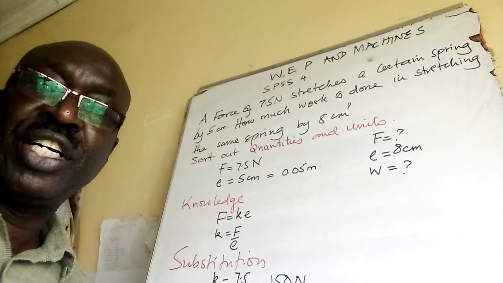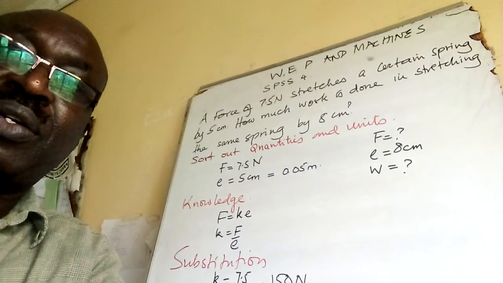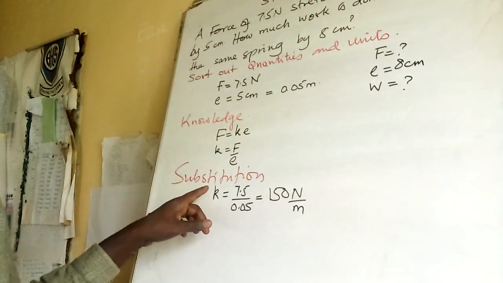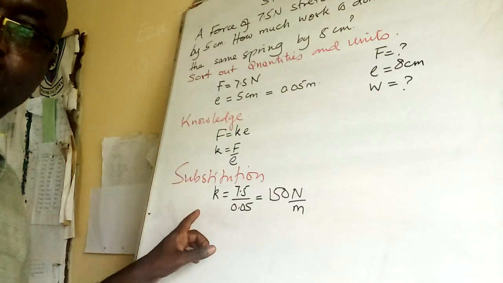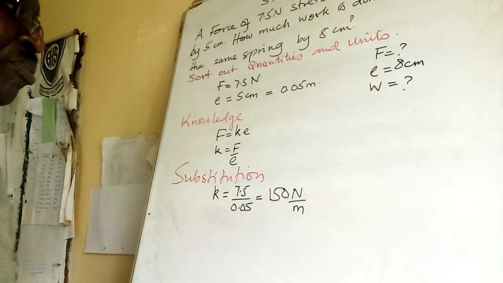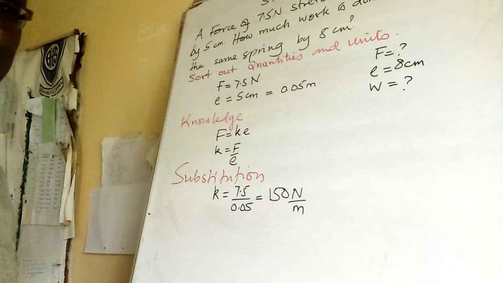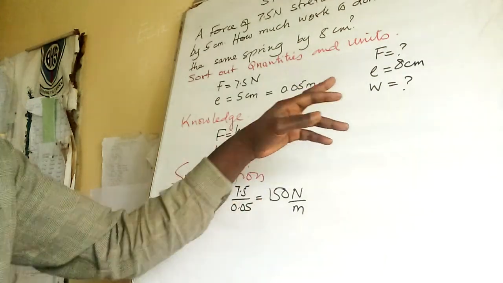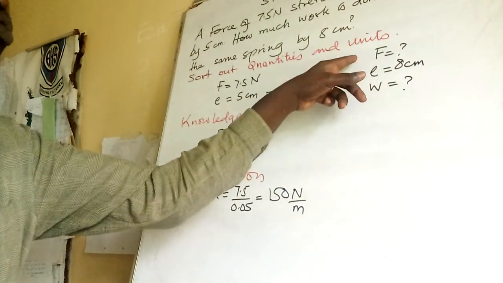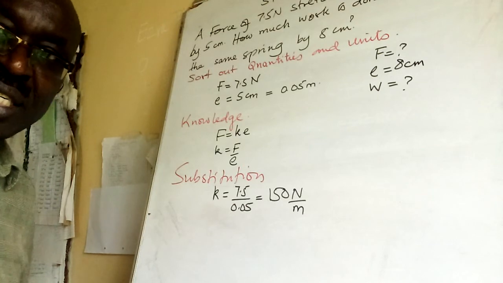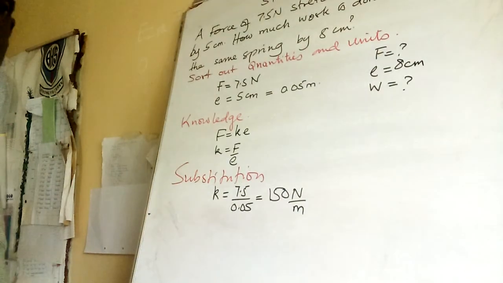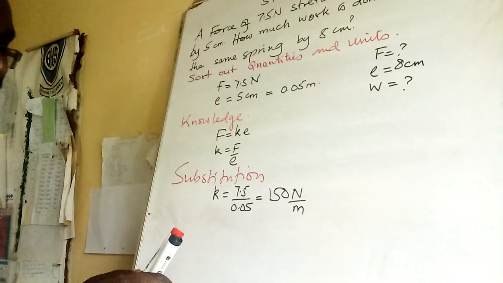Now let me just adjust the camera a bit so that we are together. So far, okay. So I know my spring constant is 150 Newton per meter. Okay, that is my spring constant. I'm asked to calculate work, but I don't know the force that caused the extension of 8 centimeters. I can use this constant here, okay, I can use it there.